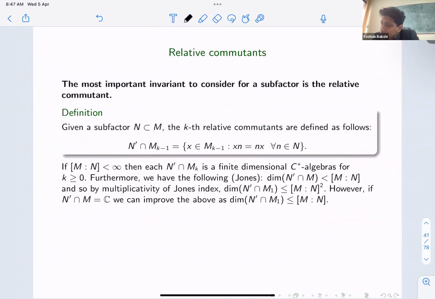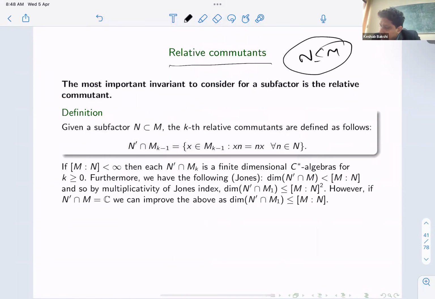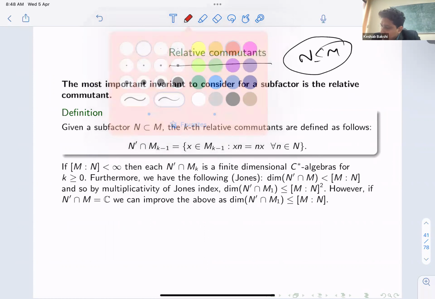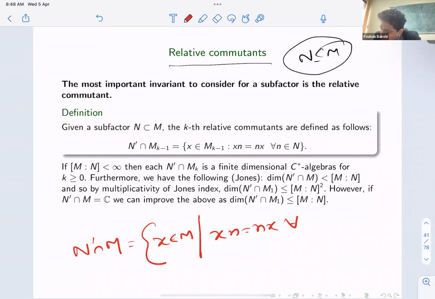Okay, now another thing. As soon as we have a subfactor, we need an invariant. This invariant is called planar algebra, and the skeleton of planar algebras are the relative commutants. So what are the relative commutants? As I said, N prime intersect M. What is that? It is the set of all elements in M that commute with all elements in N. So elements of M which commute with N.